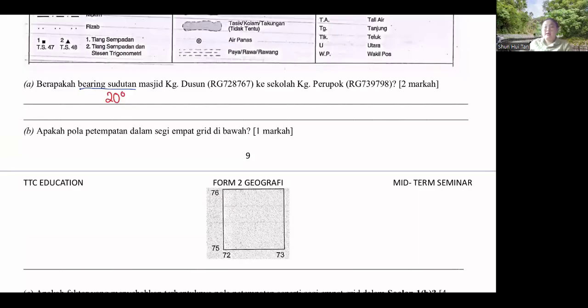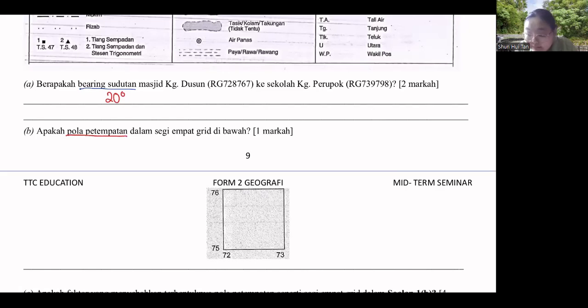It comes like this. Why is it worth 2 marks? Because you need to take some time to find out the location. This is the first thing they may ask. And other than that, in your graph, in your peta, they are not only asking you jarak, they are not asking you about rujukan grid only. They will also ask you about something you learned before in Form 1, which is pola pertempatan.